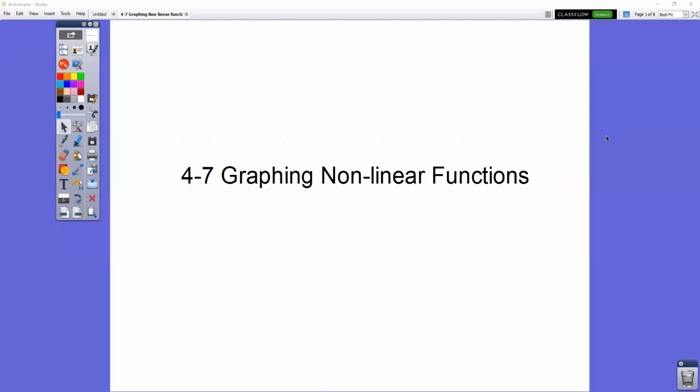This is the lesson for 4-7, graphing non-linear functions. Now, the word's non-linear, all right? Non-linear means not a line. You are not graphing lines today. What you are doing is you are graphing U-shaped graphs and you are graphing V-shaped graphs.